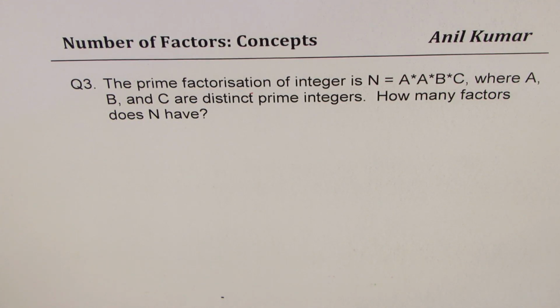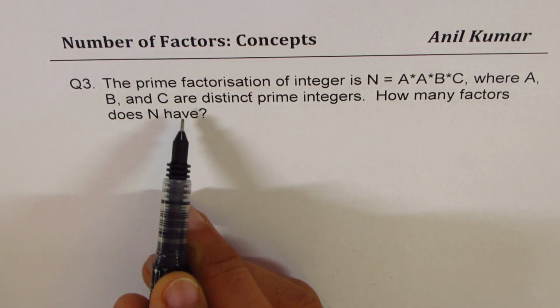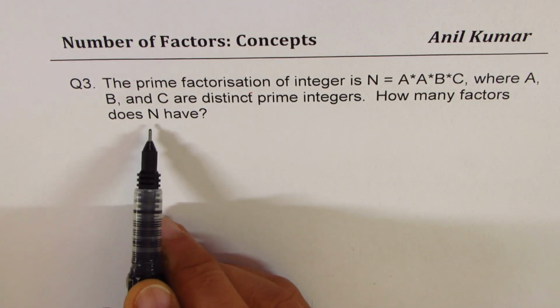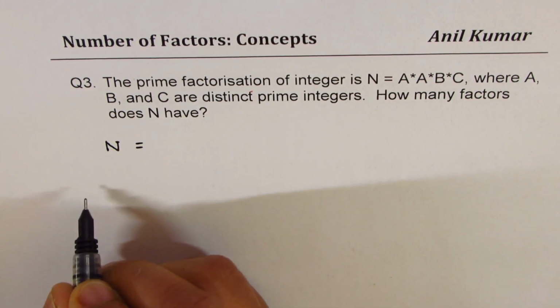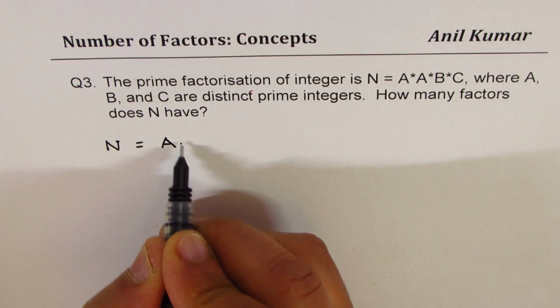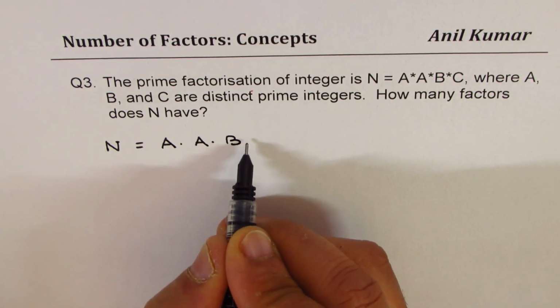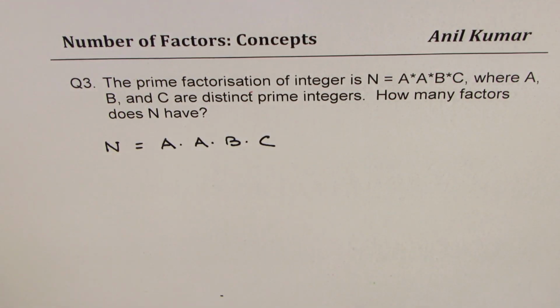Question number 3. The prime factorization of integer n is n equals a times b times c, where a, b, and c are distinct prime integers. How many factors does n have? So we are given one number n, which can be found by multiplying one a with another a. Think like 2 times 2, okay? It'd be easy for you. Times 3, okay? And times 4. So that becomes distinct prime integers. Is it okay? Make sense?